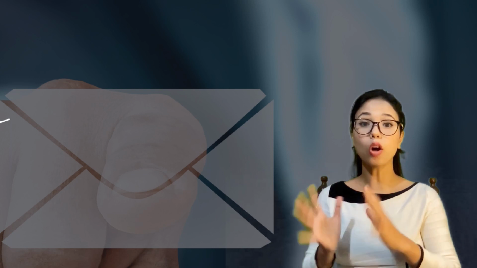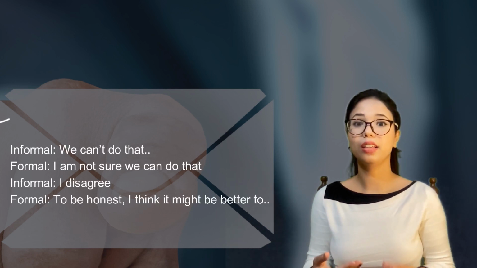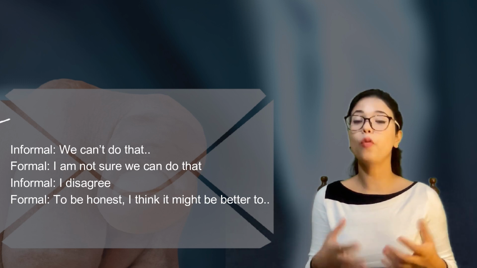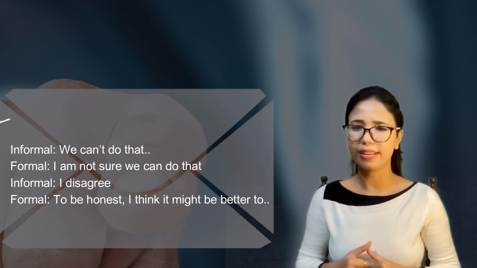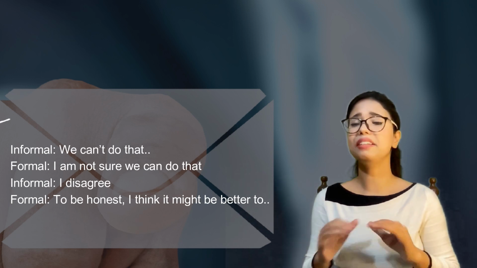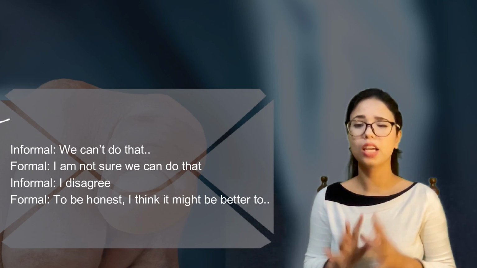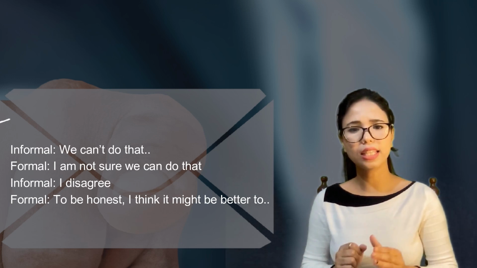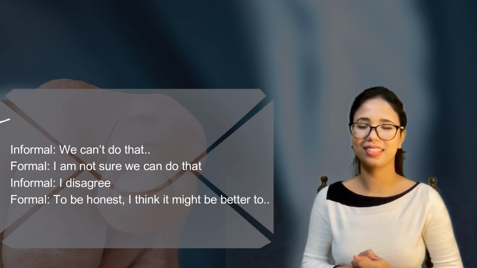Now, how to make strong comments softer? Suppose you can't do something. Then instead of saying, we can't do that, you can say, I'm not sure we can do that. One more example: I disagree. Instead of that, you can say, to be honest, I think it might be better to, and give your suggestion.